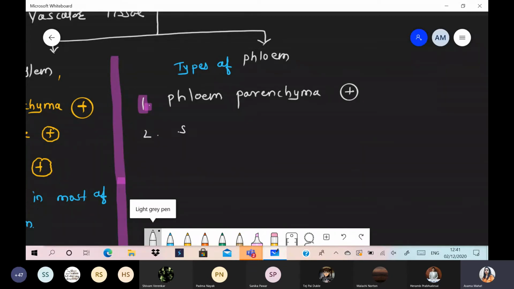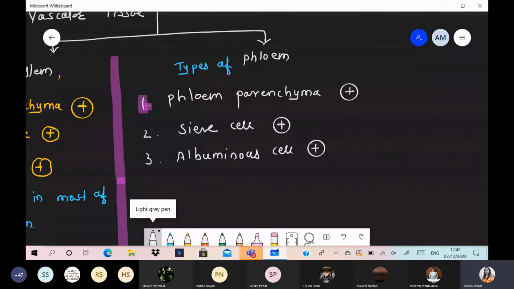Another one, there is a presence of sieve cells, not tubes. Sieve cells are present. Third, there is a presence of albuminous cells. Albuminous cells are also present. And the fourth one is fiber, which provides mechanical support to the plant. Phloem fiber is also present. So sieve cells and albuminous cells are present.